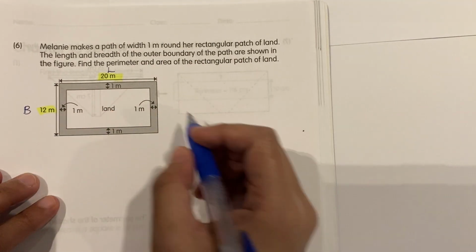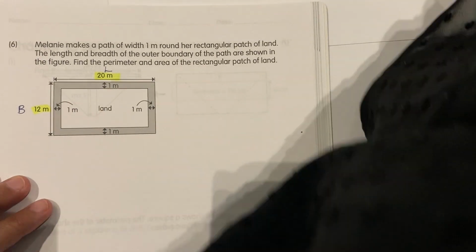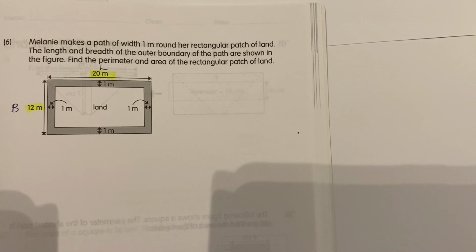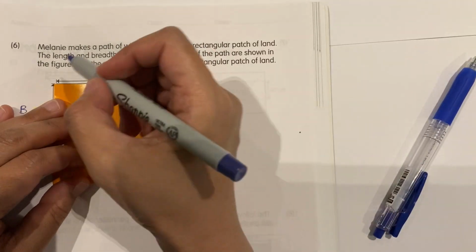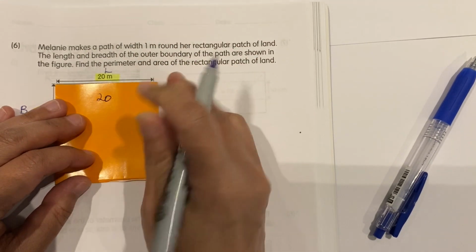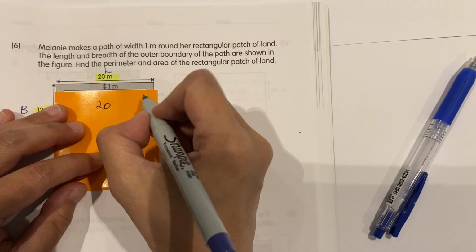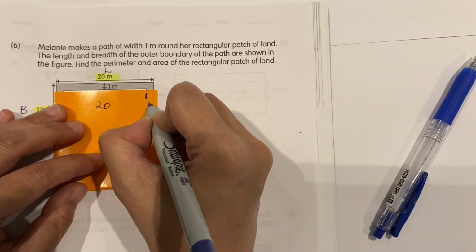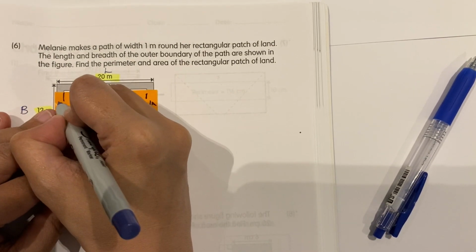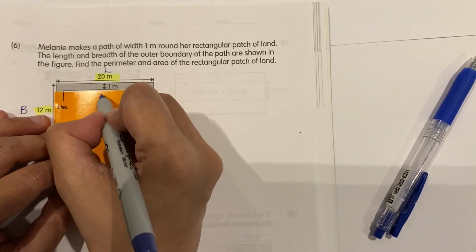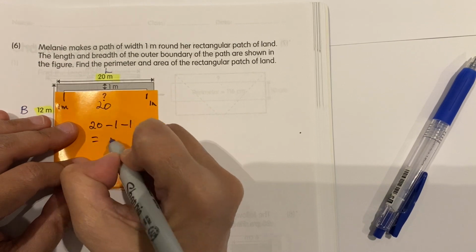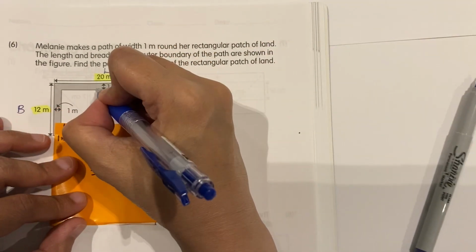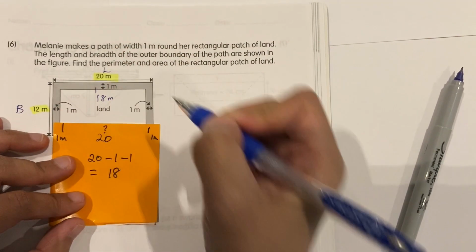In this case, if I were to use my color paper again, I have the whole piece as 20. From here to here is 1 meter, here to here is another 1 meter. So what is this whole piece? That's 20 minus 1 minus 1, that's 18. So I know this part here is 18 meters.